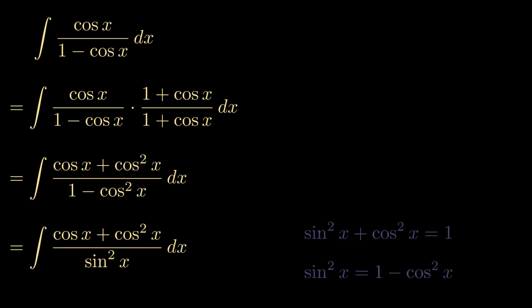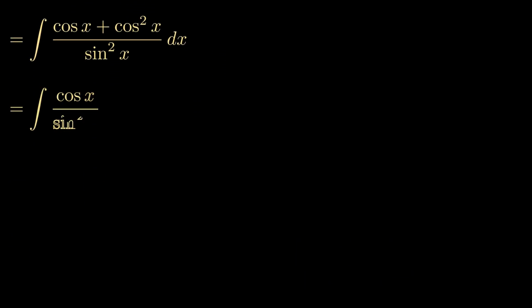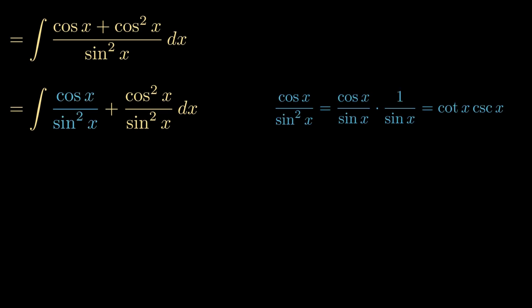The next thing we can do is split the fraction in the integrand and rewrite it as cosine of x over sine squared of x plus cosine squared of x over sine squared of x. We can rewrite cosine of x over sine squared of x as cotangent x cosecant of x, and rewrite cosine squared of x over sine squared of x as cotangent squared of x.